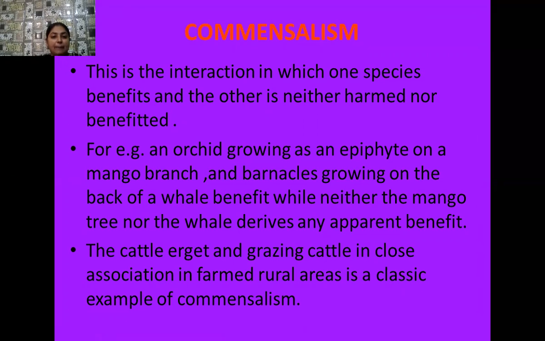Orchids grow as epiphytes on the mango branch. And there are small animals called barnacles. These barnacles generally grow on the back of the whale, which is an aquatic mammal. Both the mango as well as the whale do not derive any apparent benefit. But the other species, that is the orchid and the barnacle, are benefited from them. I have already discussed the cattle egret relationship. It is also a kind of commensalism. Here the cattle egret and grazing cattle are in close association in the farmed village areas, and this is the classic example of commensalism.